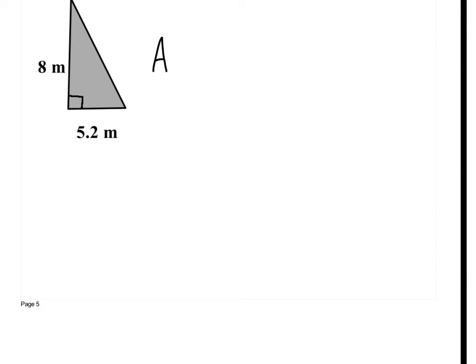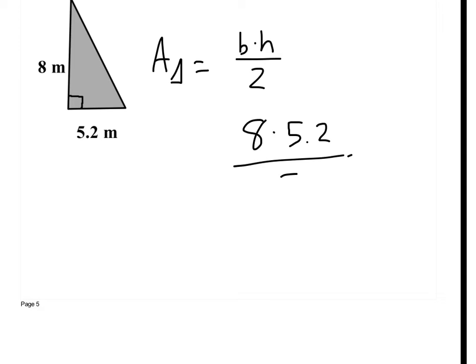My formula for area of a triangle is base times height divided by 2, or half of the base times height. So plug in what you know. 8 is my height, 5.2 is my base, and I divide it by 2. Now you can do it a couple different ways. You could do 8 times 5.2, which is 41.6, and divide that by 2 and get 20.8.